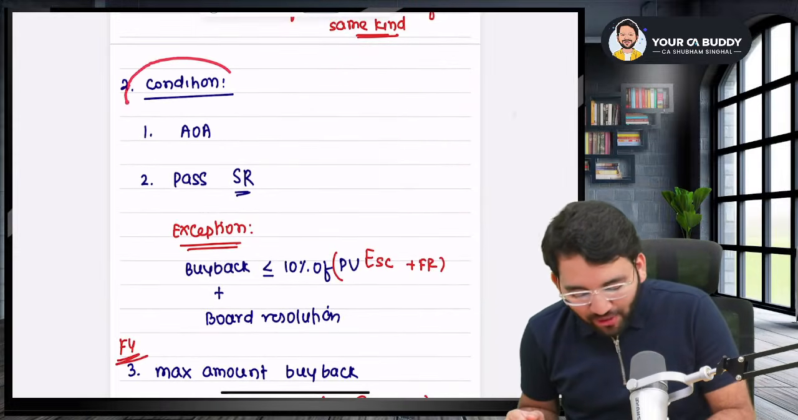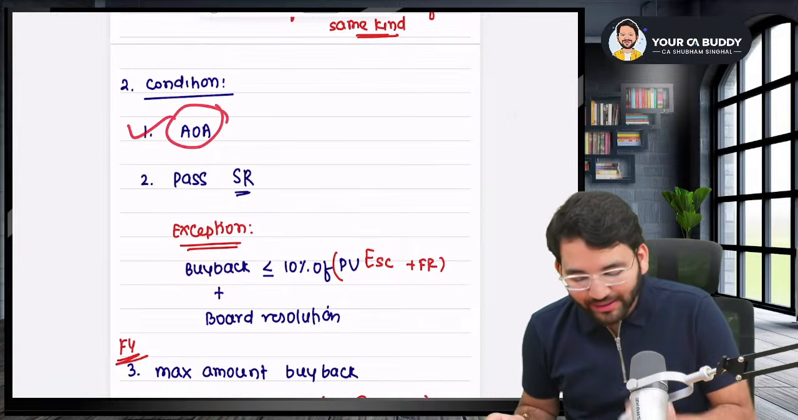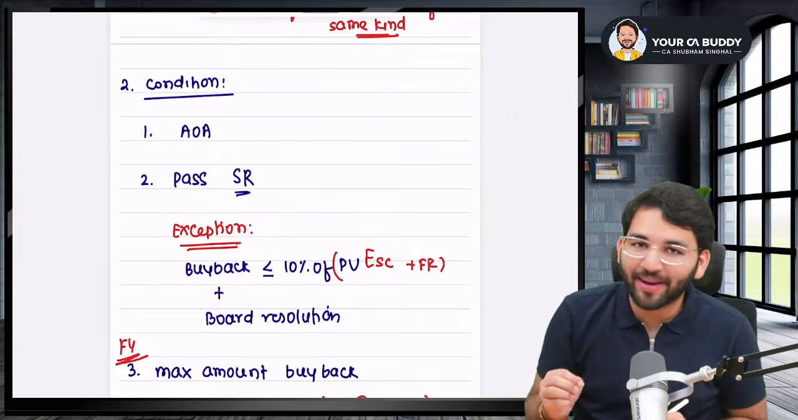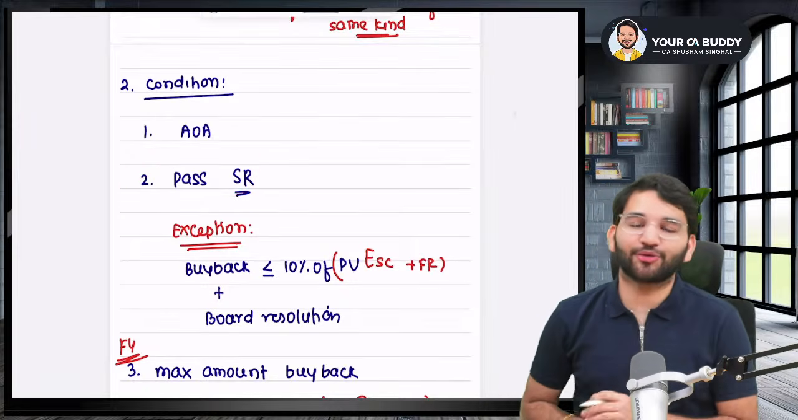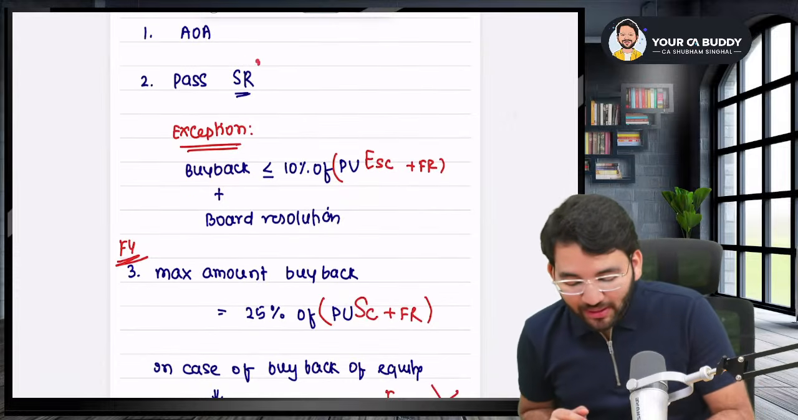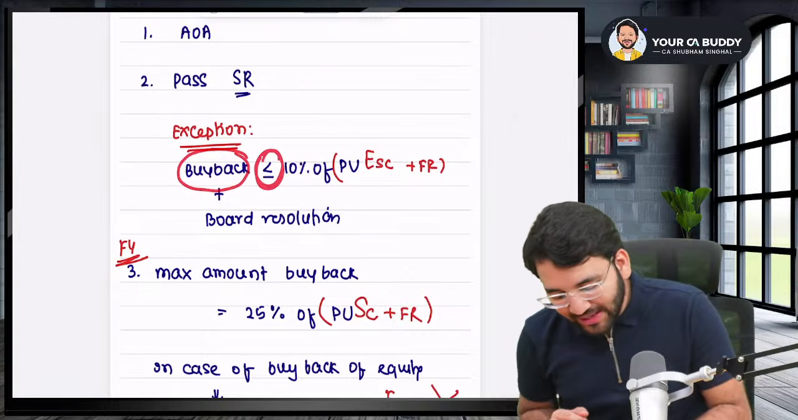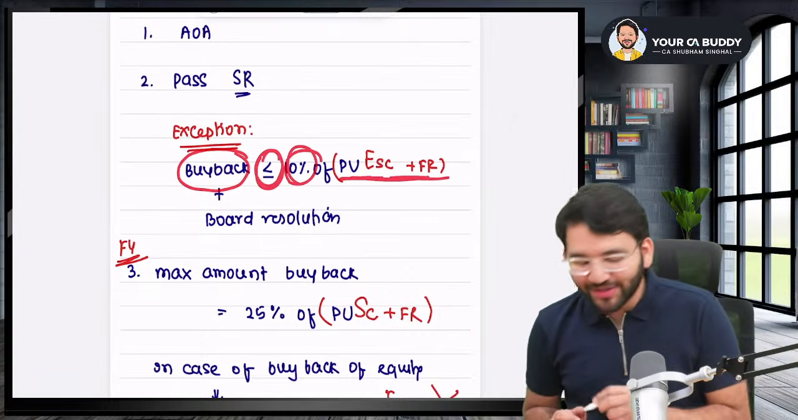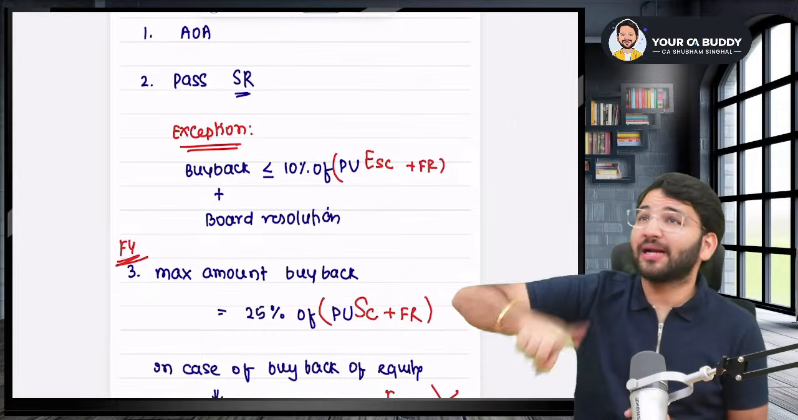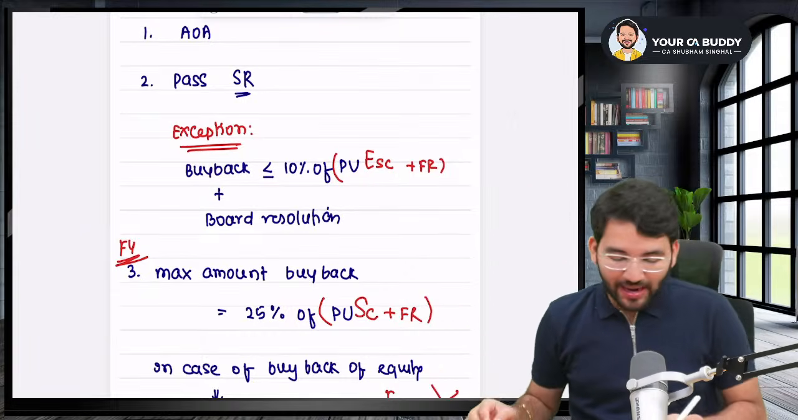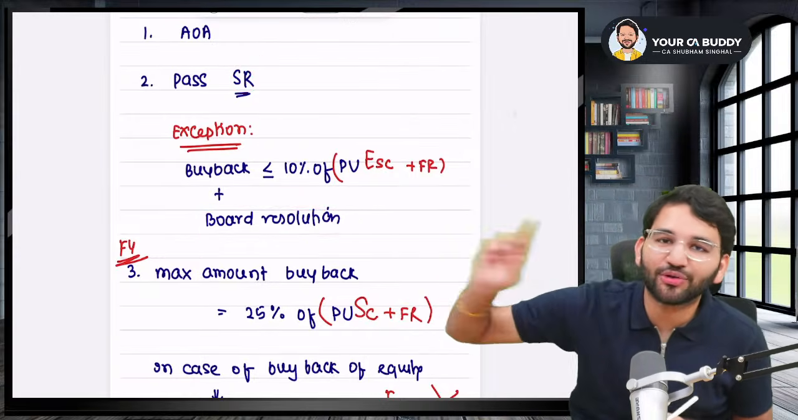Now, what are the conditions for buyback, sir? There are again 6 conditions that you have to remember. Number 1, it has to be authorized by the AOA to do the buyback. Number 2, you have to pass a special resolution. Number 3, please listen to me. Special resolution will not be required if the buyback is less than or equal to 10% of the paid up equity share capital plus free reserves. If the buyback is up to 10% of paid up equity share capital plus free reserves and a board resolution has been passed, then SR will not be required. Board resolution will be enough.